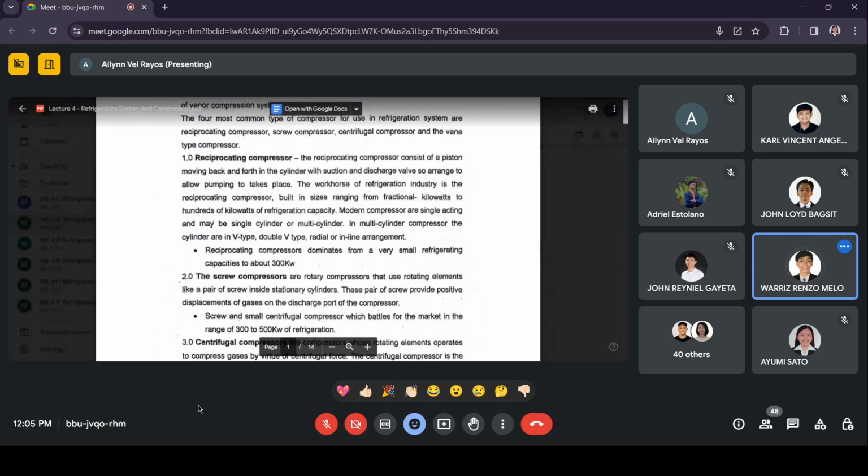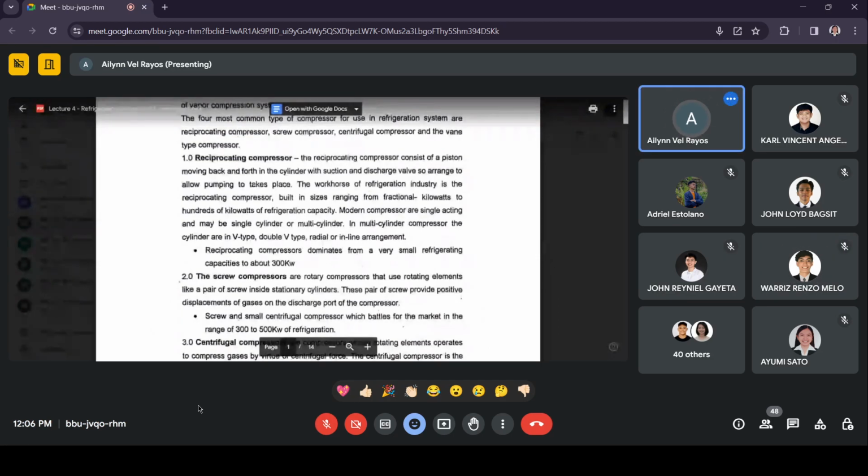Modern compressors are single-acting and may be single-cylinder or multi-cylinder. In multi-cylinder compressors, the cylinders are in V-type and double V-type, radial or inline arrangement. Reciprocating compressors dominate from a very small refrigerating capacity to about 300 kilowatts.